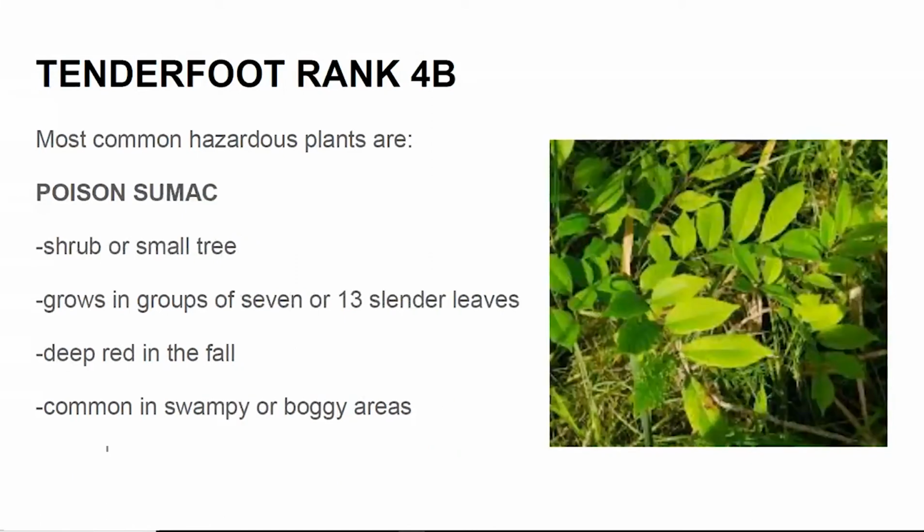Next is poison sumac. Poison sumac looks like a shrub or small tree. It grows in groups of 7 or 13 slender leaves. This one is also a deep red in the fall. This one is more common in swampy or boggy areas.